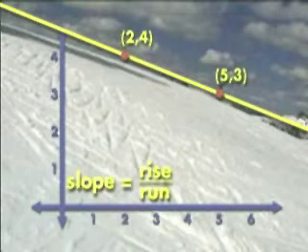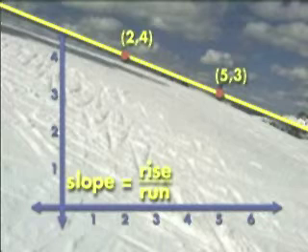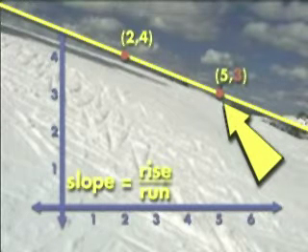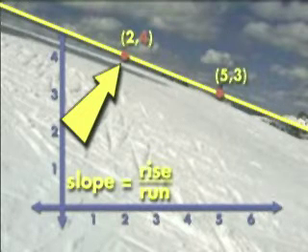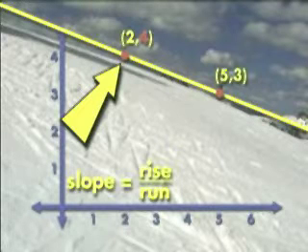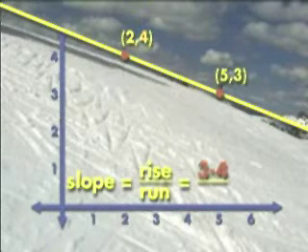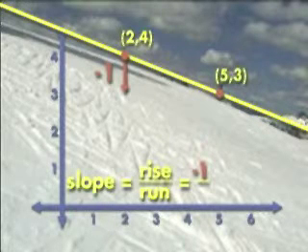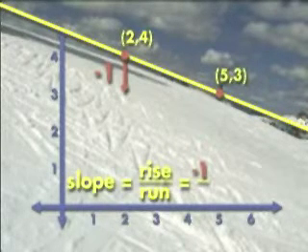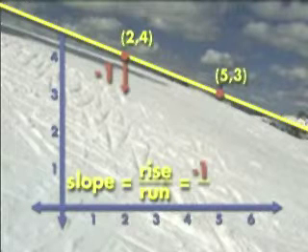We've got the coordinates of 2 points on the line. The y coordinate of this point is 3, and the y coordinate of the other point is 4. Subtracting the y coordinates will give us the vertical change from one point to the other. 3 minus 4 is -1. So -1 is the vertical change, or the rise, between the 2 points.